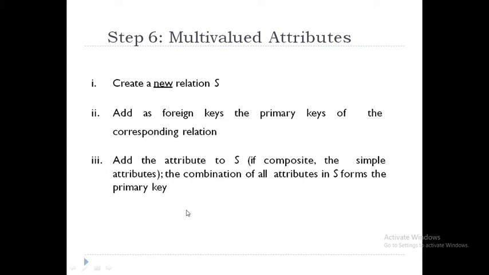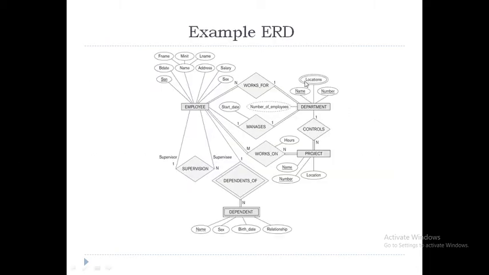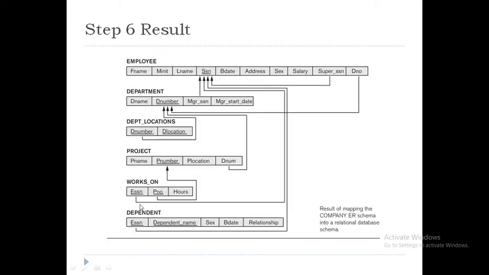forms the primary key. Like locations you will add, right? So locations and the department number. For that you have to create a new relation. You can see here the locations is a multi-valued attribute. After the conversion you will get D number and D location.